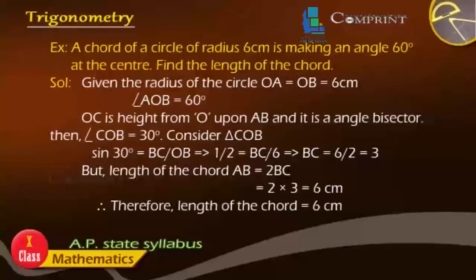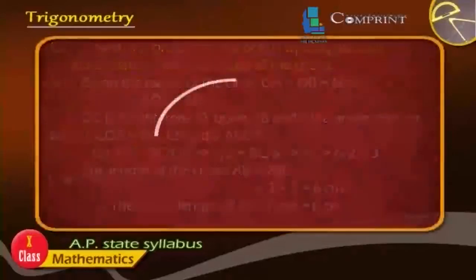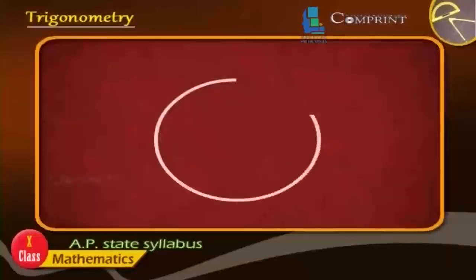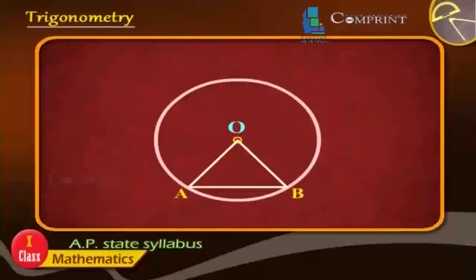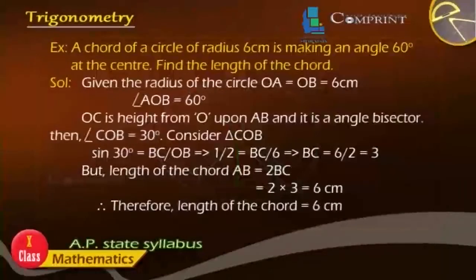Example: a chord of a circle of radius 6 cm is making an angle 60 degrees at the center. Find the length of the chord. Solution: given the radius of the circle OA is equal to OB is equal to 6 centimeters. Angle AOB is equal to 60 degrees.